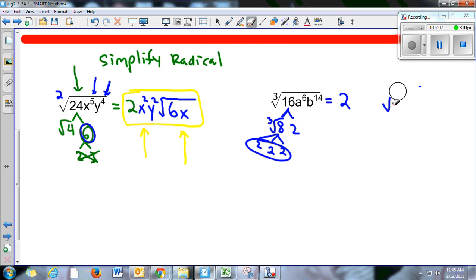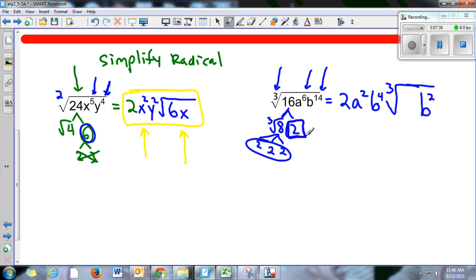Let's kind of make that a little bit neater for you here. So now I focus on my exponents again. My index of 3 goes into 6 2 times. My index of 3 will divide into 14 4 times. That's going to give me 2 left over. Again, going back to my numbers, can't forget about that. I had a 2 left over right here, so that's going to go underneath my cube root symbol as well.